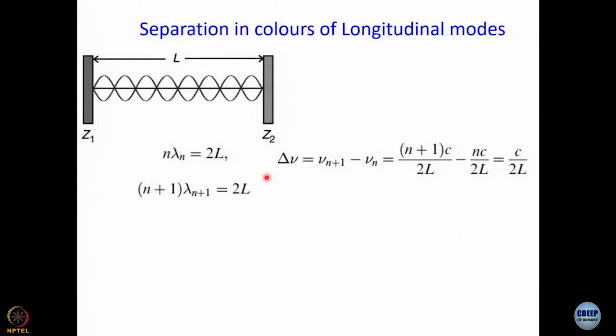C by 2L, right? Delta nu, which is the difference in frequencies of two successive modes, turns out to be C by 2L. Very interesting. Why is it interesting? It is interesting because it is a constant. You are working with some laser, right? L is defined and C is defined anyway, unless you change the medium or something. So, C by 2L is a constant.